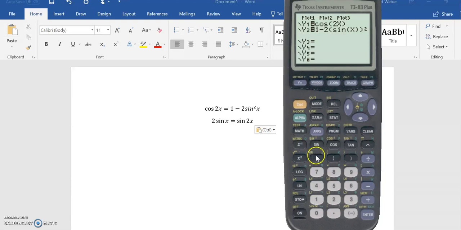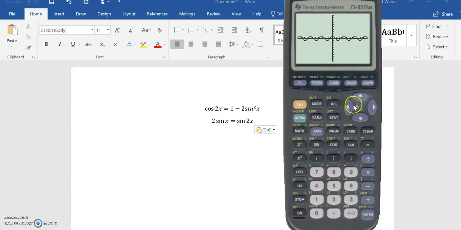Then, just so I have them all right, what you do is you go to graph them. And if you get one graph, it's an identity. So this is really graphing the same thing twice. It's an identity. They're the same.